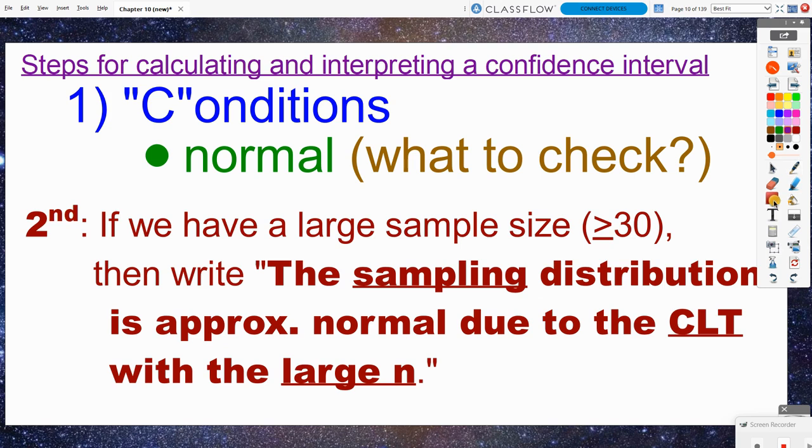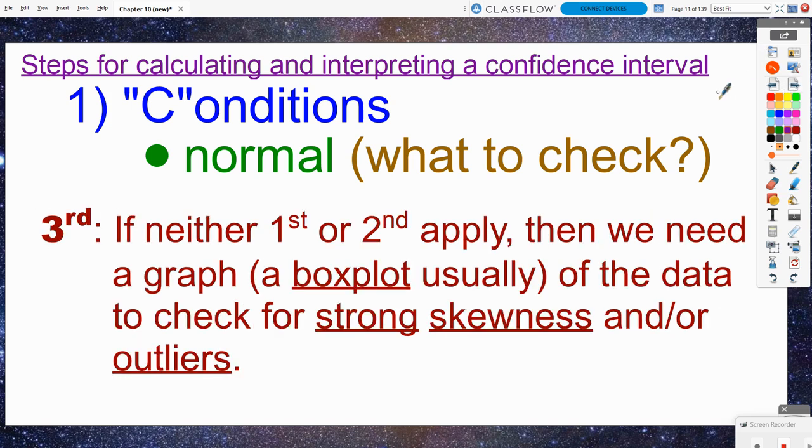Now, back in chapter 7, when we did sampling distributions, this was where we stopped and we said either the population has to be given to you as normal or we have to try to use the central limit theorem. After that, we were out of luck. But I have more news to tell you. There's one more thing that we can check, and that's number 3.